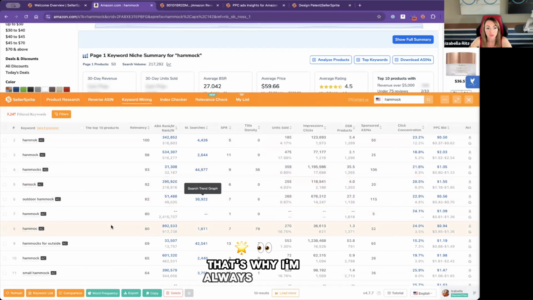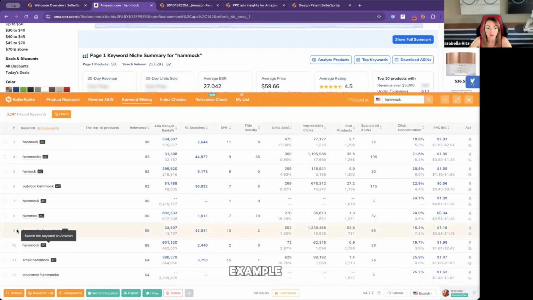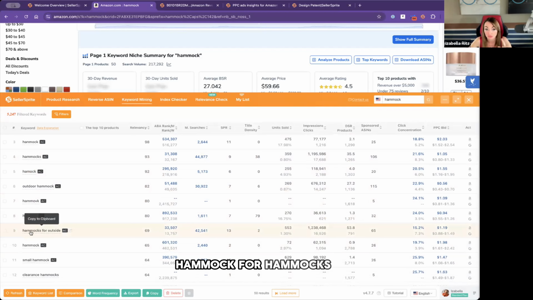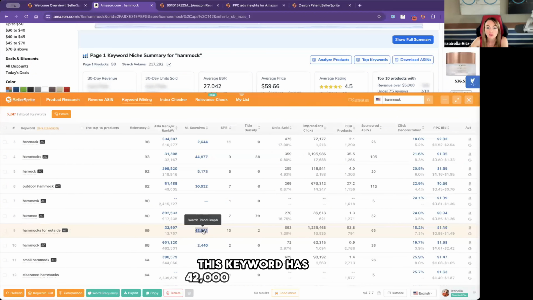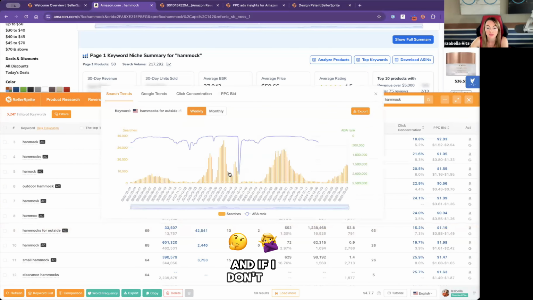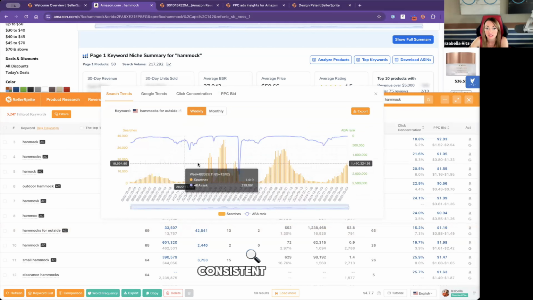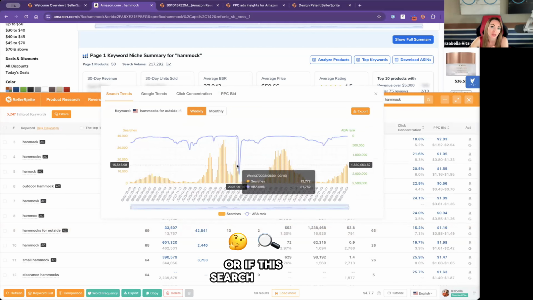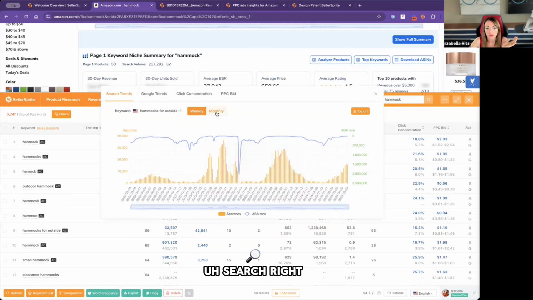That's why I'm always looking if there are any opportunities, for example, hammocks for outside. This keyword has 42,000 searches, right? And I want to understand if this is a consistent search or if this search by any chance has some drop, because I don't want to go after a keyword that has only 3-month search, right? I do want to go after the keyword that is actually consistent and will be evergreen for my product, if this is something I'm looking for.